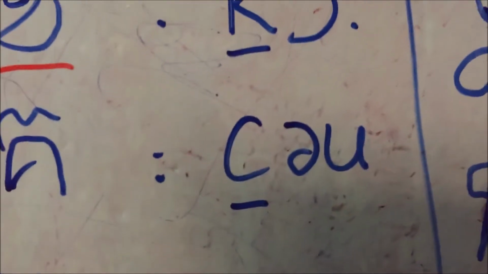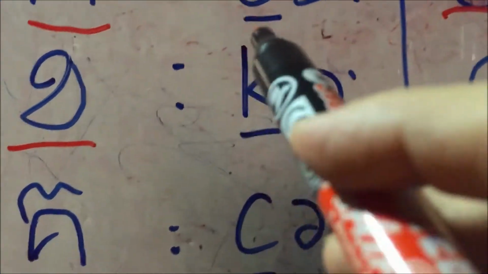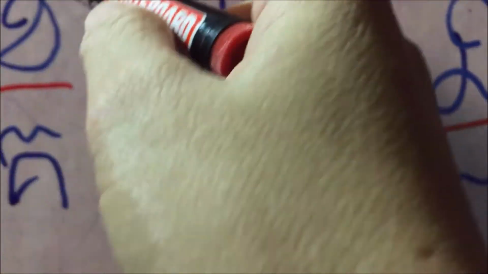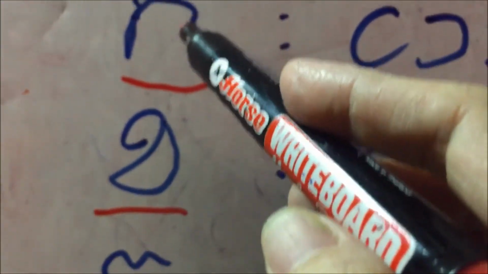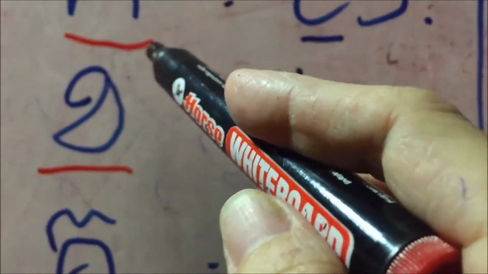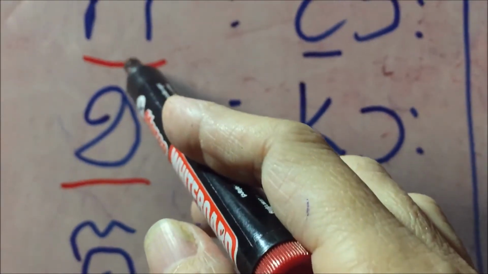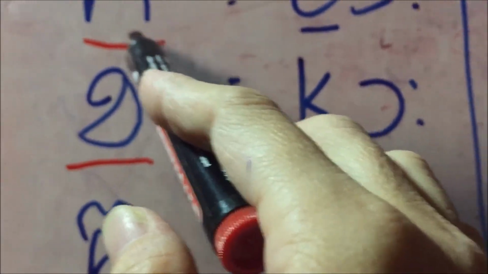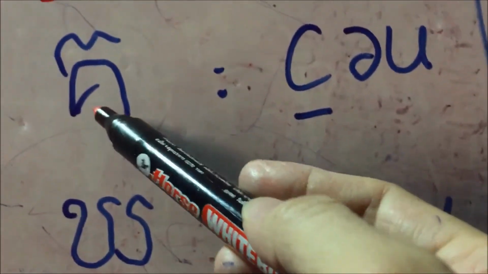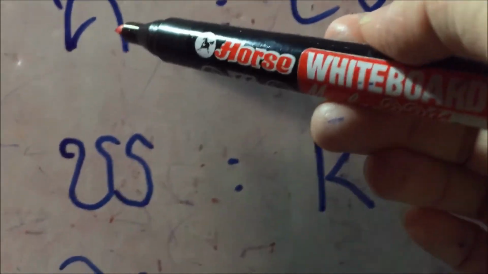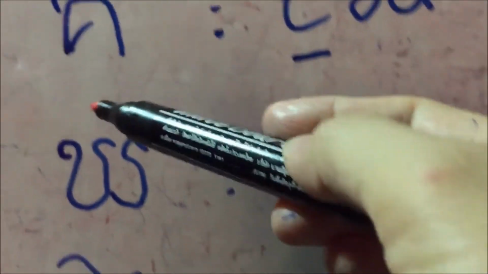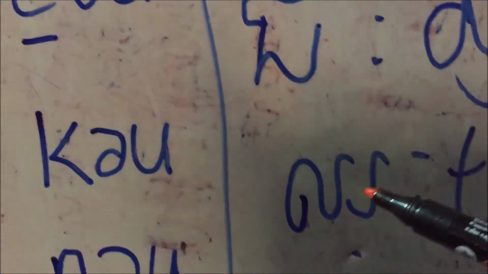Okay, I mark the red color at the bottom, under go, kho, and cho. This is sound o. The red color under the consonant is sound o. Yes, the red color on the bottom of the consonant is sound o. And go, ko, ngo is sound o. The others are sound o. Go, ko, ngo. Jo, cho, nyo.